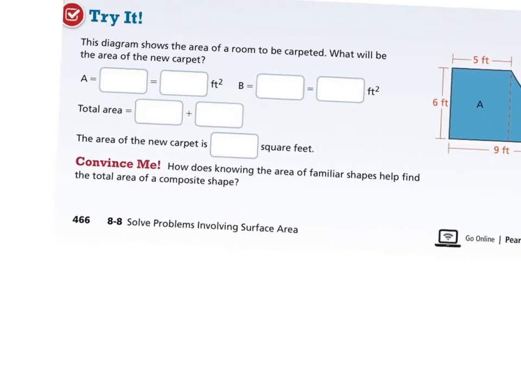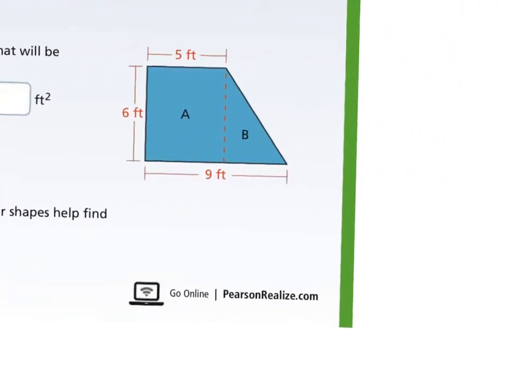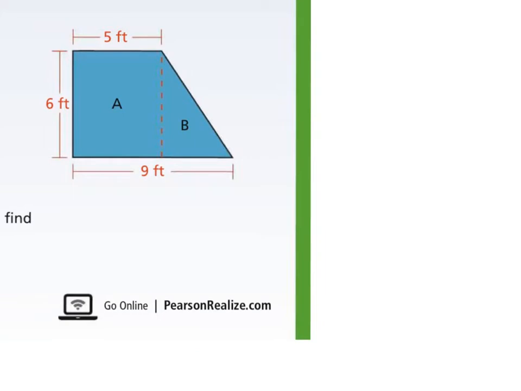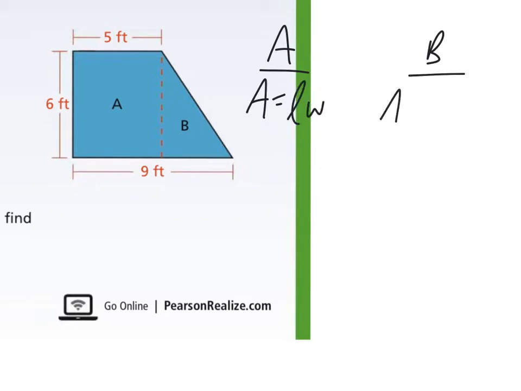So when you're doing this, probably be good to label your work out for what you're doing for A and B. So A is a rectangle, length times width. B is a triangle, is 1/2 base times height.